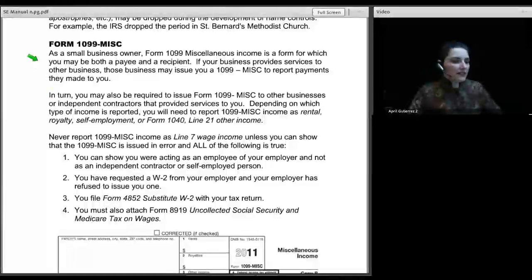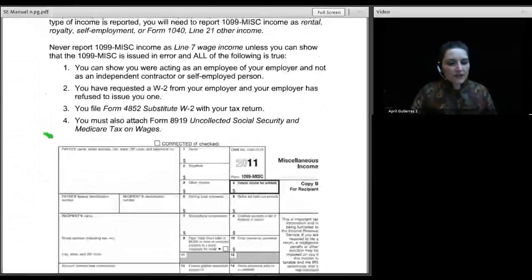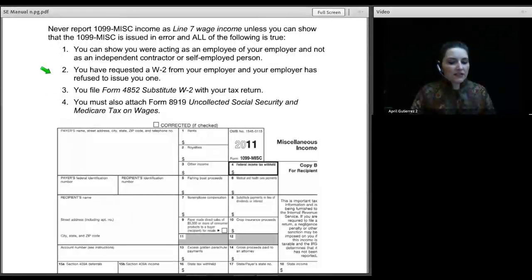So let's take a look at the 1099 miscellaneous itself now. You can be a recipient of a 1099 miscellaneous. You can also be the person who is issuing a 1099 miscellaneous.